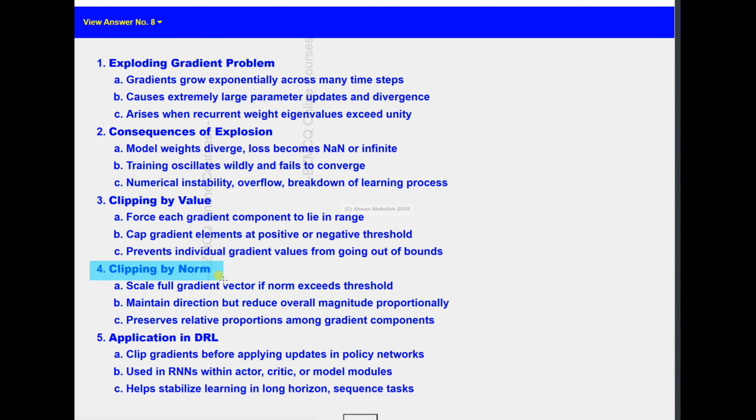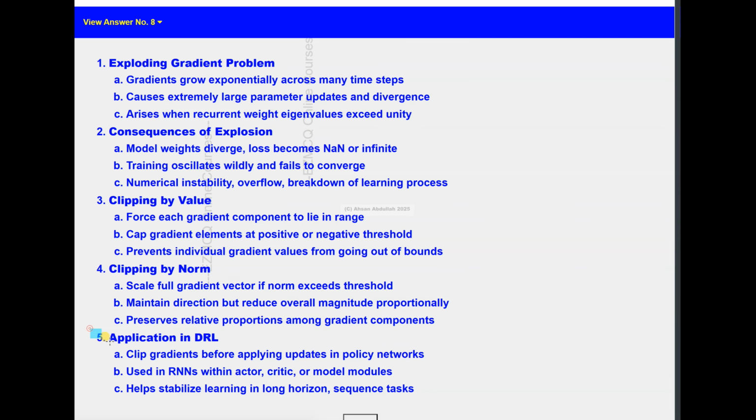Clipping by norm. What it does is that it scales the entire gradient vector if its norm exceeds the threshold. Now the benefit is that it preserves the direction while limiting the magnitude, instead of clipping by value that distorts the direction of the gradient. So therefore clipping by norm is the preferred method for stability.